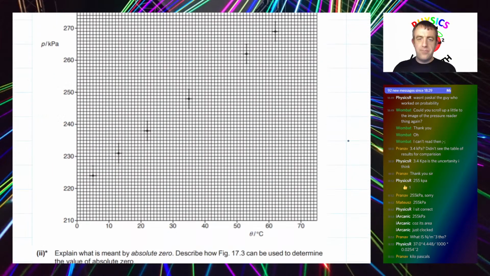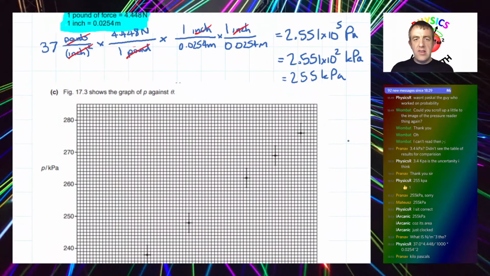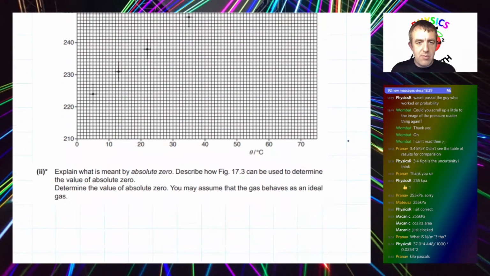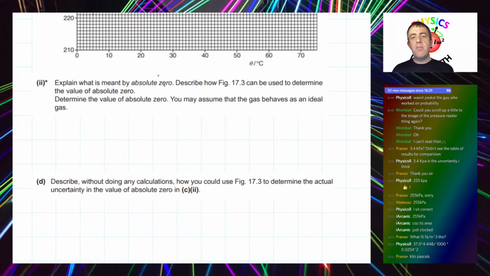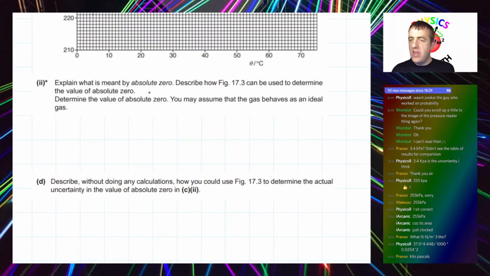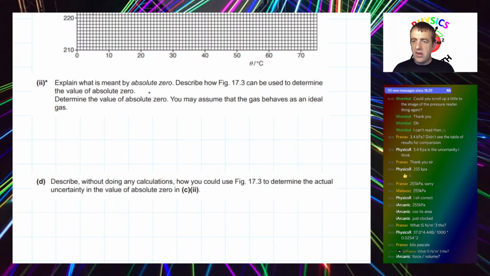Right, then. It says somewhere, plug it into the graph. Maybe that comes later. Explain what's meant by absolute zero. I'm just looking at the clock, as always. I've gone on too long, and there's a really beautiful part of this question I want to get on to.